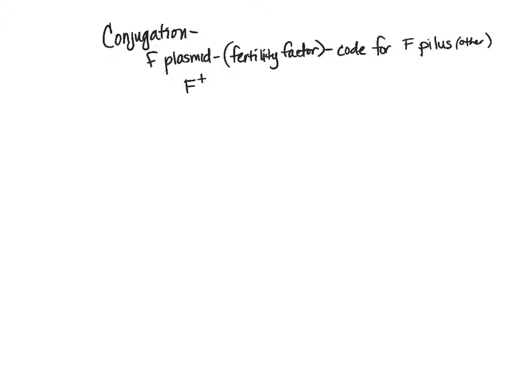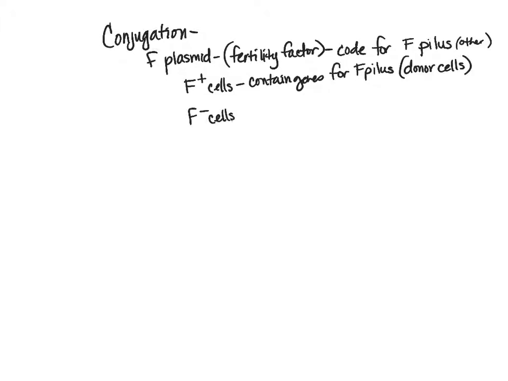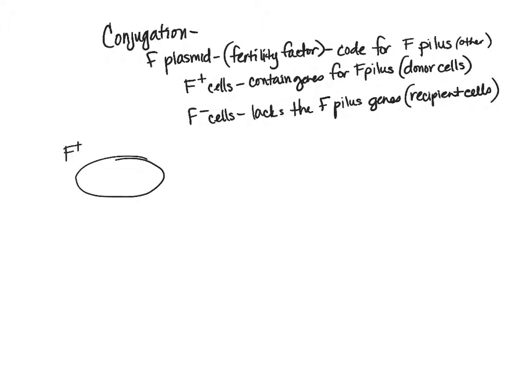If a cell is F plus, F plus cells contain the genes for the F pilus. These are also called donor cells. If it is an F minus cell, then it lacks the F pilus genes, and this is also called a recipient cell. So with the fertility factor, if it's an F plus cell, then it is considered the donor cell, and it has the ability to make this F pilus.